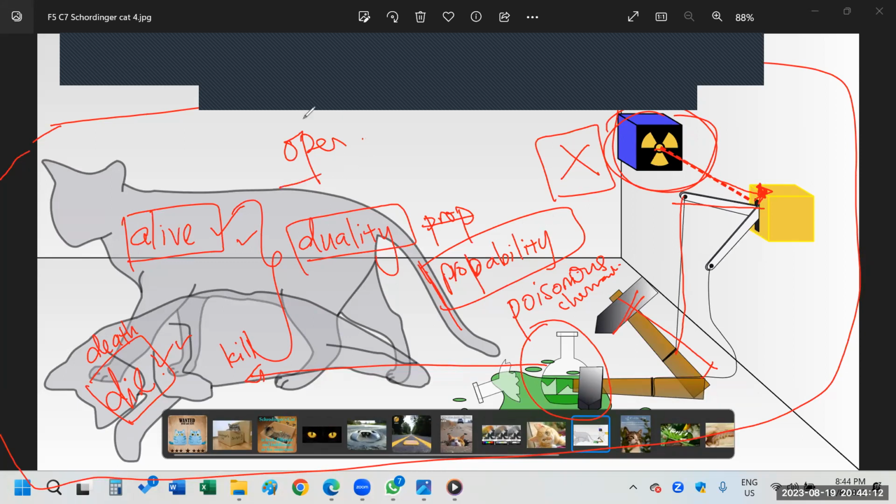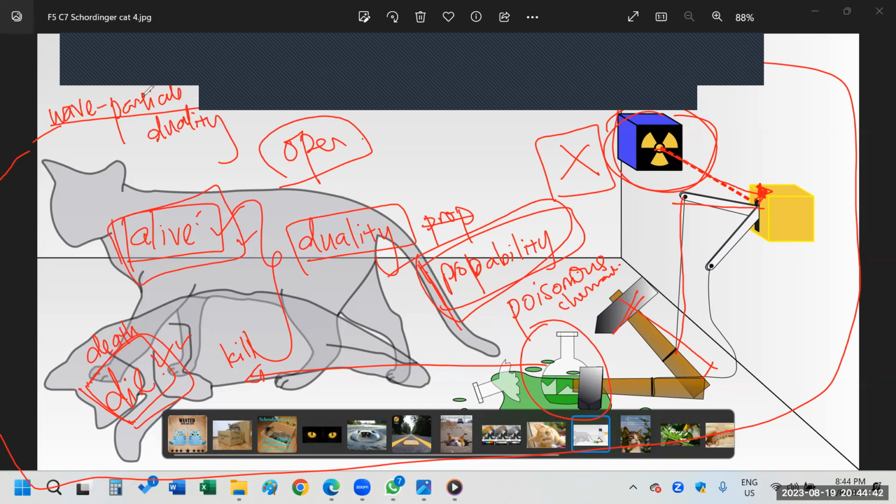It means when you open the box, it's alive or it's dead. You don't know, like the dice of God. You never know how it will be. So he said the cat may be alive, maybe dead. So it's like the particles have wave-particle duality.